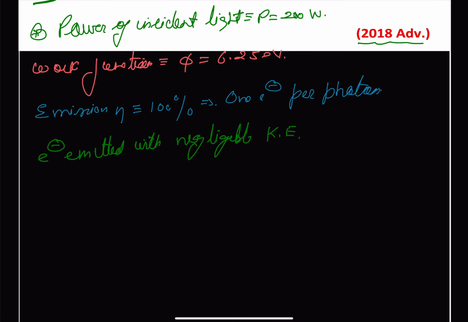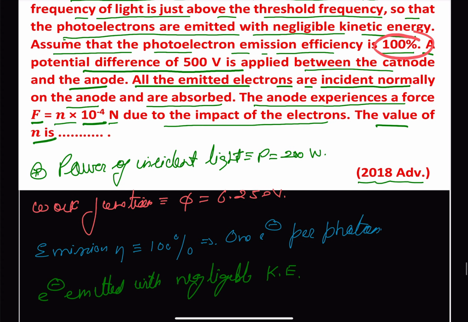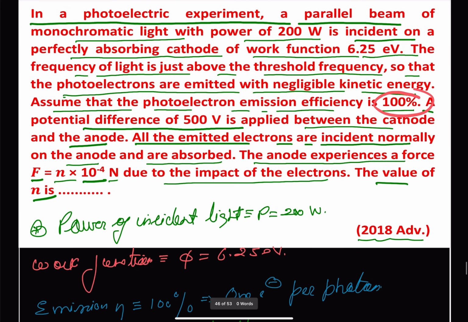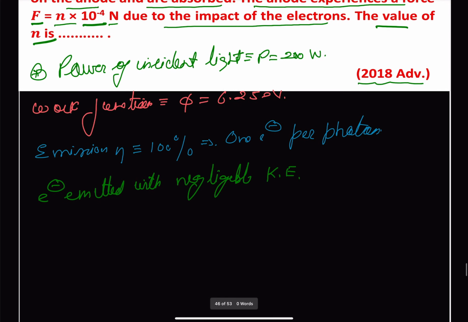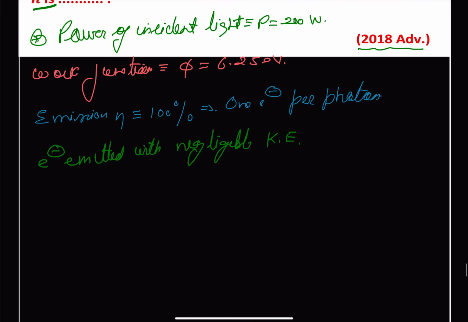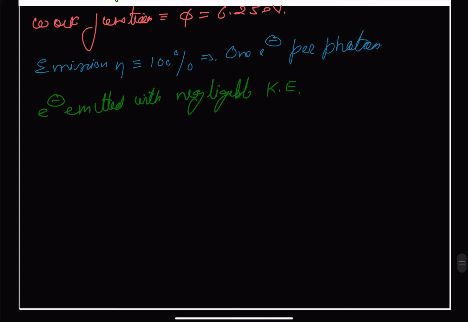Another thing that is mentioned here is that the frequency of light is just above the threshold frequency. Because of this, you can say that energy per photon is approximately equal to the work function. So in the first part, we are going to calculate energy per photon.